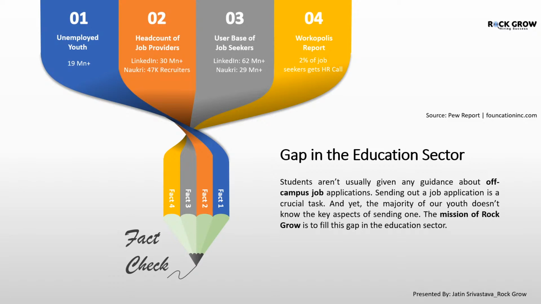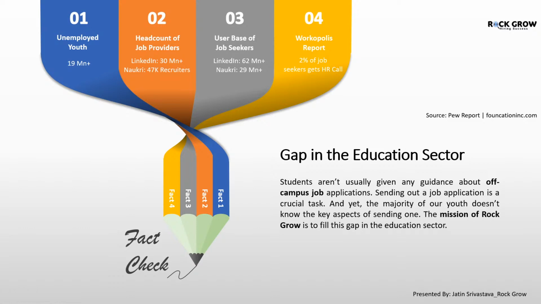When we talk about some of the important statistics, unemployed youth in India is around 19 million. As for the headcount of job providers, LinkedIn has around 30 million plus job providers, and Naukri.com has around 47,000 plus recruiters active on their platform. That's a good number. But the user base of job seekers who are actually in need of a job is double the amount of LinkedIn, 62 million, and 3 or 4 times more than Naukri, 29 million plus.